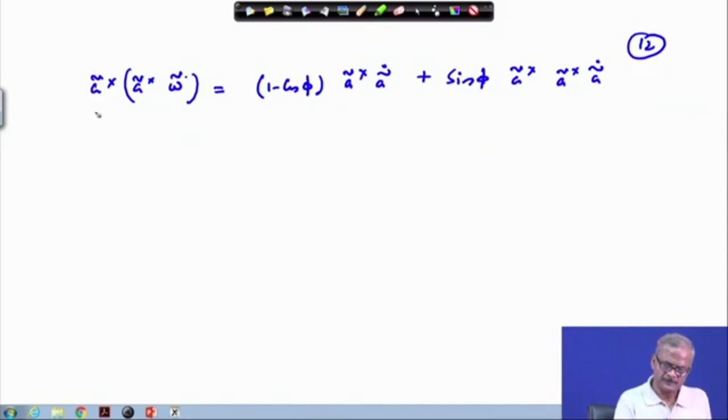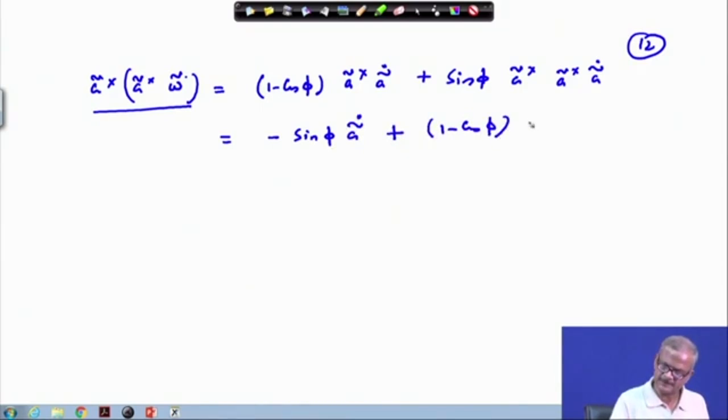Okay, so this is the left hand side we have multiplied by this, the right hand side also gets multiplied by this. Now this part we can simplify, and this part can be written as minus sin phi times a tilde dot and plus 1 minus cos phi times a tilde cross times a tilde dot.